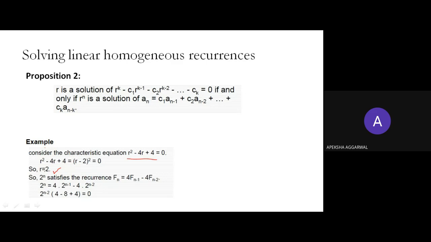Now this is exactly what they have done in this example. After solving the characteristic equation, we get r equals 2, and because r to the power n is a solution of the original recurrence, we say 2 to the power n satisfies the original recurrence. So the final solution is this.